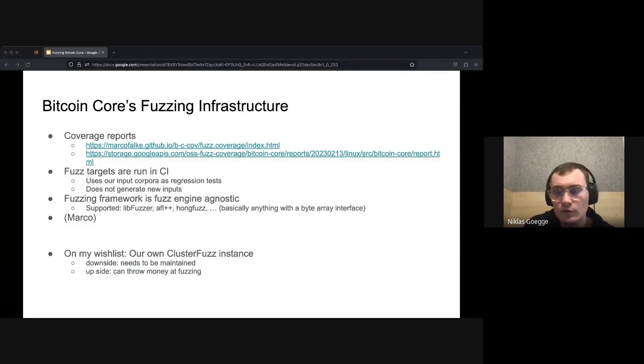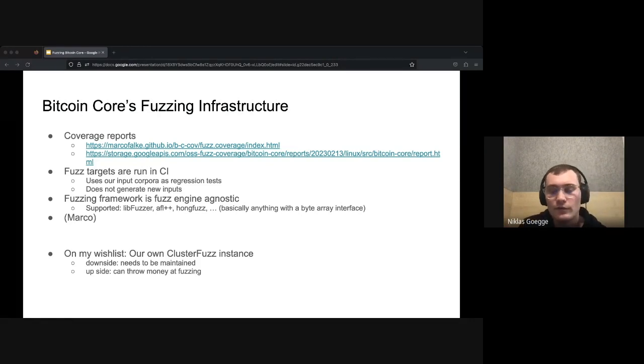Additionally, to continuously running our fuzz targets, we run them in our CI just on the existing corpuses that we have for our targets, and that just serves as a regression test. But in the CI itself, we do not generate new inputs, so it's not doing actual fuzzing. It's just executing the inputs that we have to check that everything is still working.